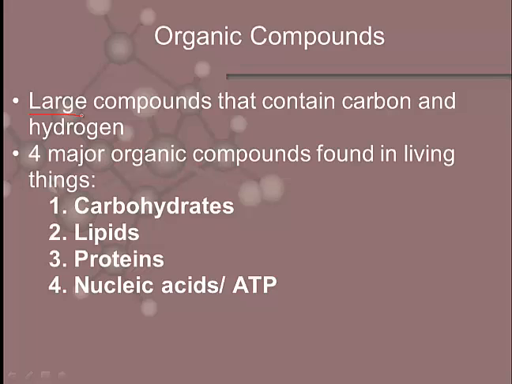There's 4 major categories of organic compounds. You have carbohydrates, lipids, proteins, and nucleic acids. And ATP falls in with that nucleic acid category. So we're going to take a quick look at each one of these.